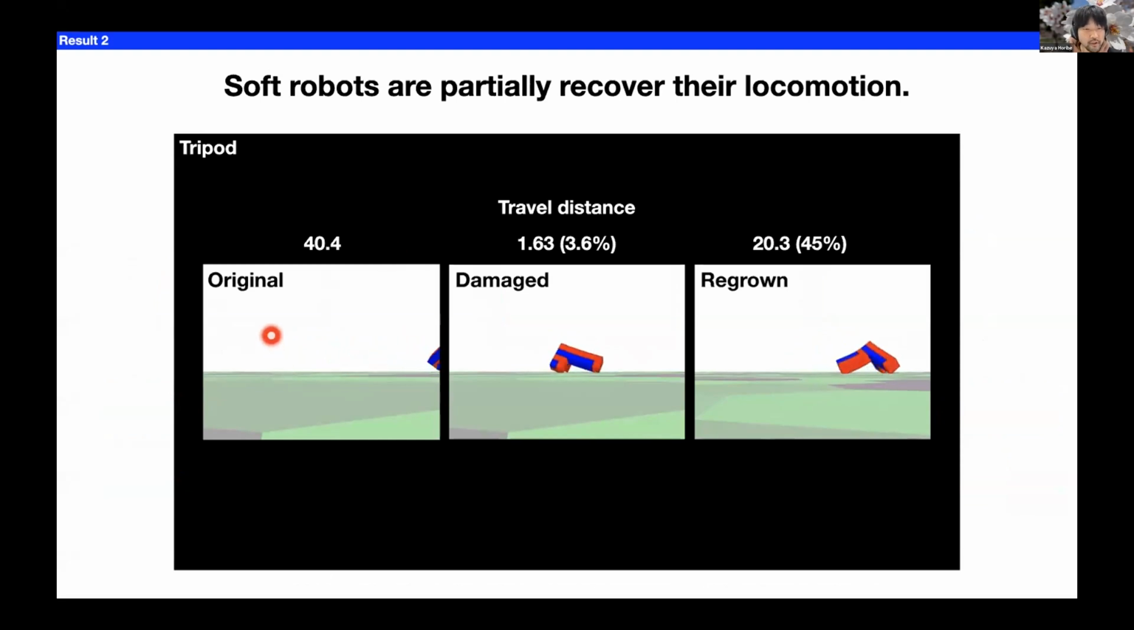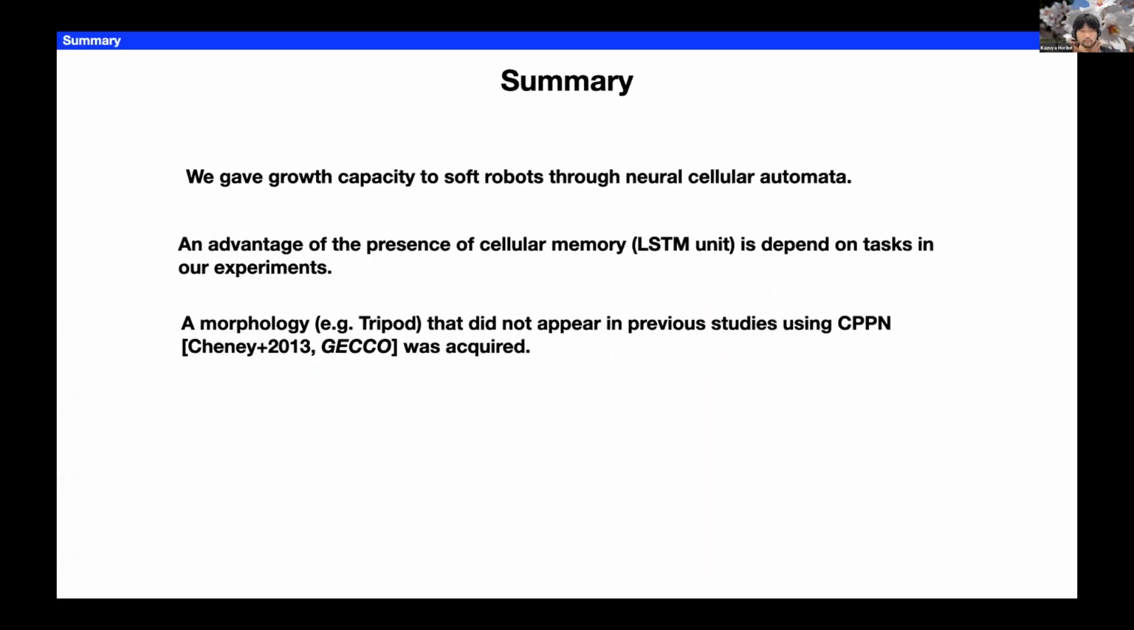The original tripod can move to about 40, but the damaged one doesn't move almost at all. But after the regrowth, they can recover almost about half the distance, so they can recover locomotion. So this is a summary.